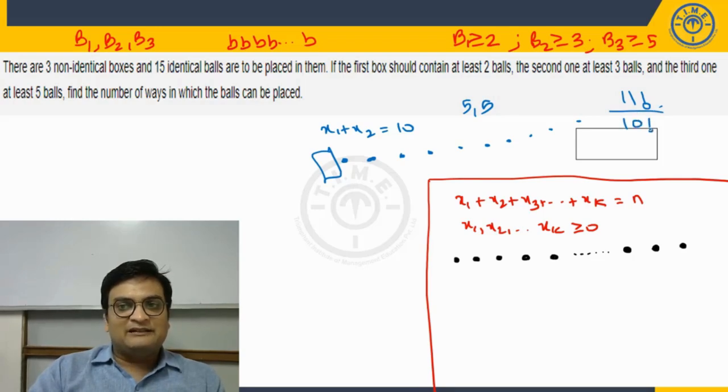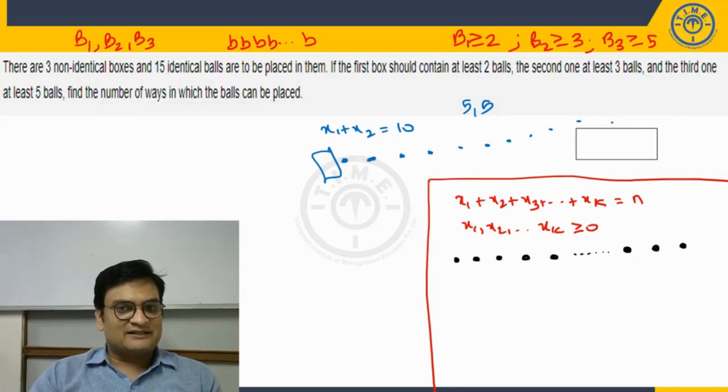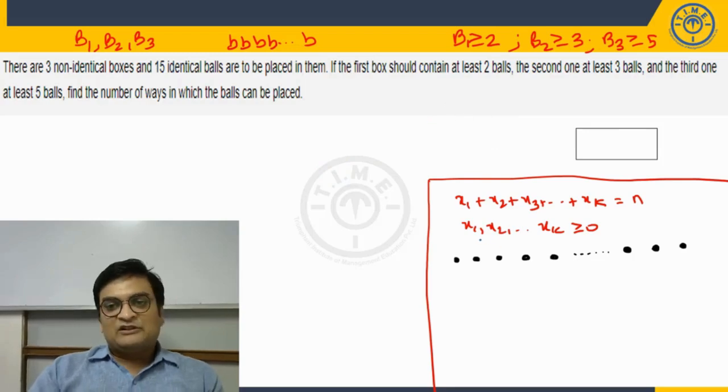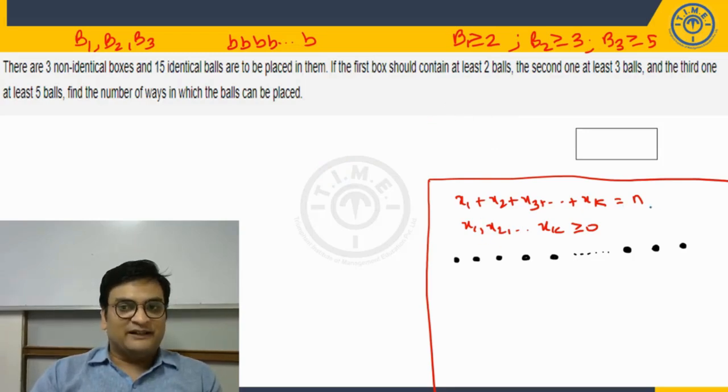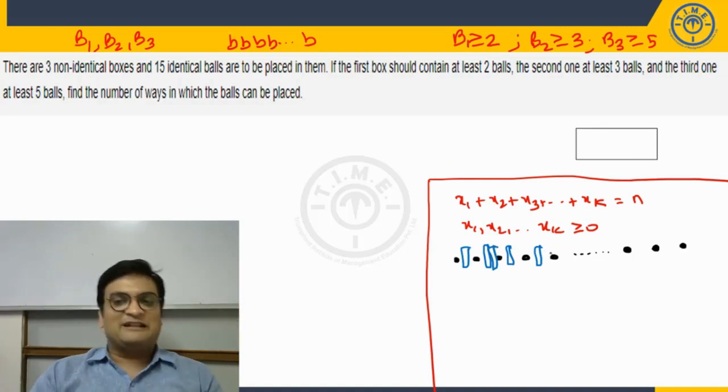11 factorial by 10 factorial, which is nothing but 11C1, right? It's 11C1. Now extending this logic to this case. If you have x1 plus x2 plus ... xk equal to n, then for breaking the string into k parts, I need to place k minus 1 partitions, right? I'll have to place a partition here perhaps, here perhaps, here perhaps, one more here, one more here. Likewise I have to place k minus 1 partitions.